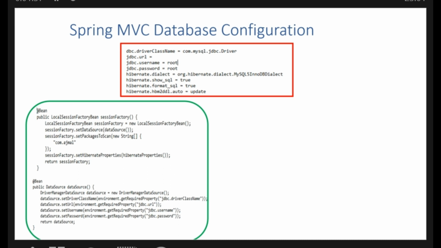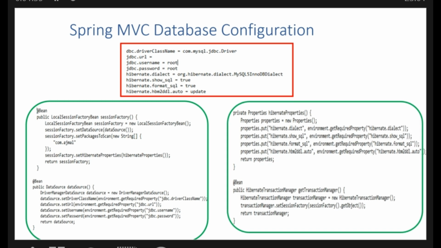And then the next step is we need to create a Hibernate properties method. The responsibility of that method is to get the values from the properties file and add them into a properties object. Then we need a separate bean for the transaction manager that will manage our transaction. So you can think here, if we want to create an application by using Spring MVC, in that case we need to do a lot of configuration to manage the application.